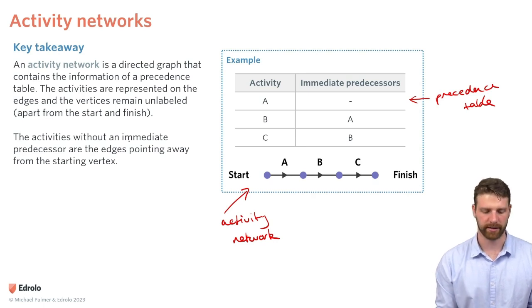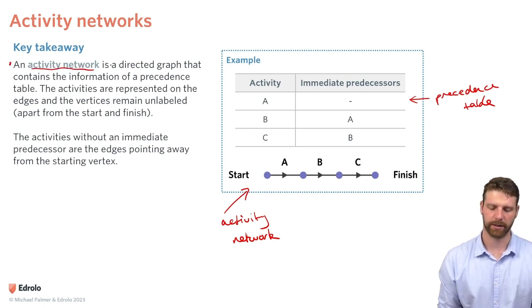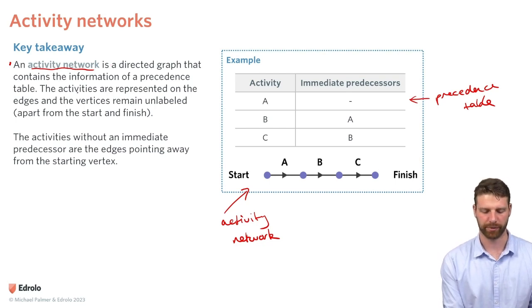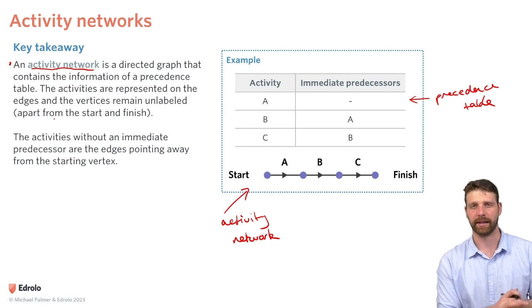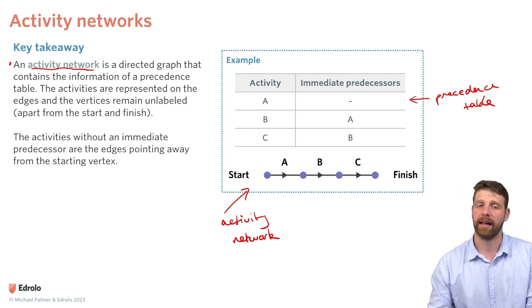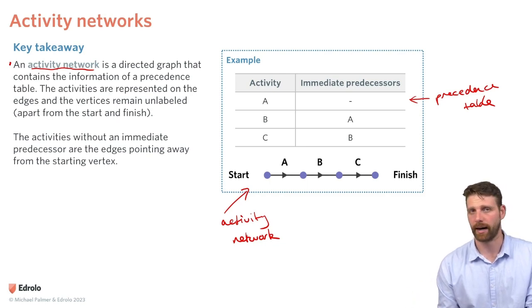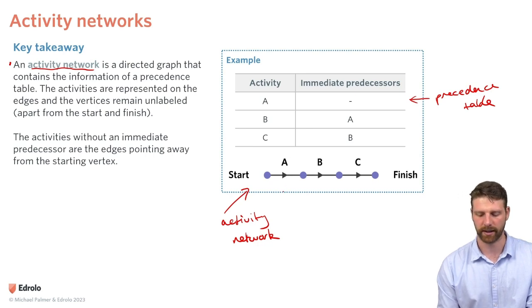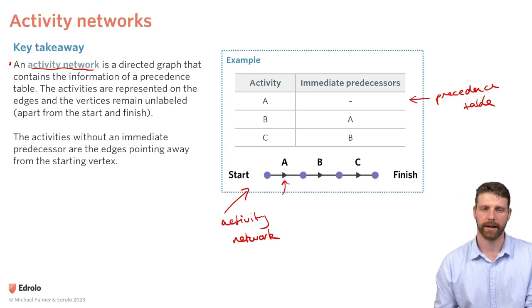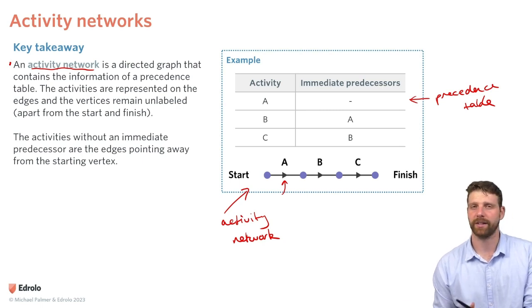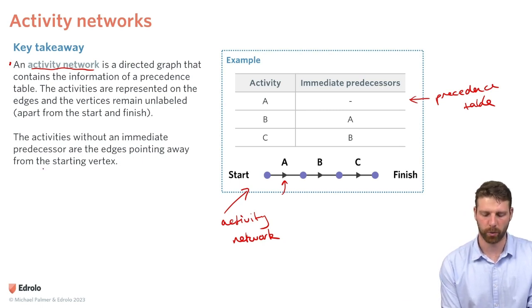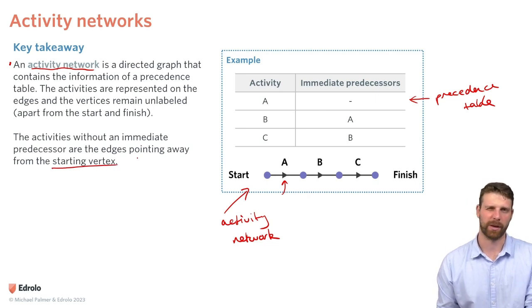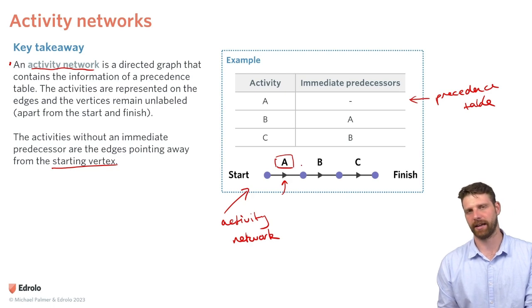Okay, I've got some stuff here to tell you. So an activity network is a directed graph that contains the information of a precedence table. The activities are represented on the edges, and the vertices remain unlabeled apart from the start and finish. So this is actually different to things we've done in the past. We usually label the vertices, but in this case, we're labeling the edges. The last thing to say is the activities without an immediate predecessor are the edges pointing away from the starting vertex. Okay, so what do I mean by that? Here, A doesn't have any immediate predecessors because when you start the project, whatever it is, you start at A. Okay, let's move on.